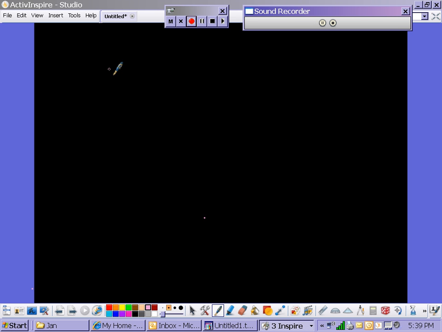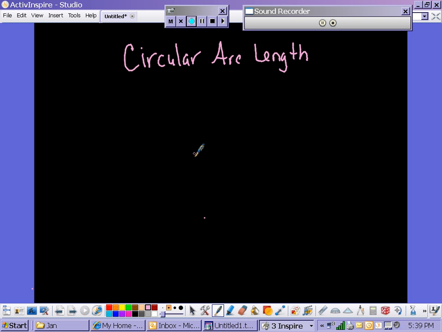So we're going to look at circular arc length. Okay, just like with squares, triangles, rectangles, we are able to actually give the perimeter of that. But when it comes to circles, we don't say the perimeter of a circle, we basically say the circumference of a circle. So which gives us a way to actually measure the arc length.